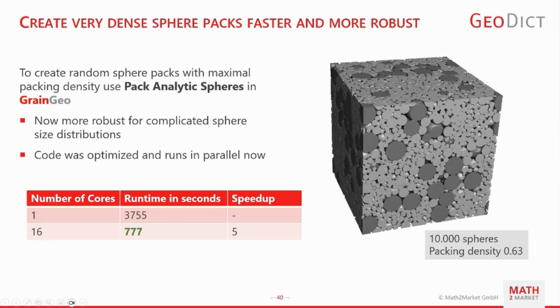Another example is the dense sphere packing generator in PackGeo. Here, the generator was optimized and works now more robustly, even for complicated sphere size distributions. The code was optimized and parallelized. So now it's possible to use multiple cores for the structure generation. And you can see here a benchmark. If you increase the number of cores used from 1 to 16, you can gain a speedup of a factor of 5 in the generation of this type of sphere packings.